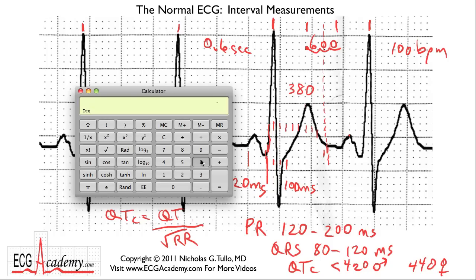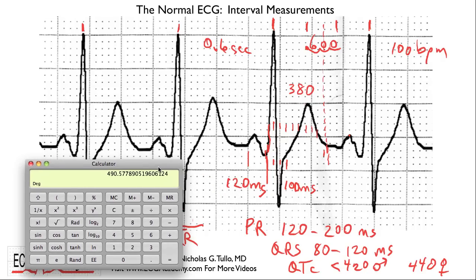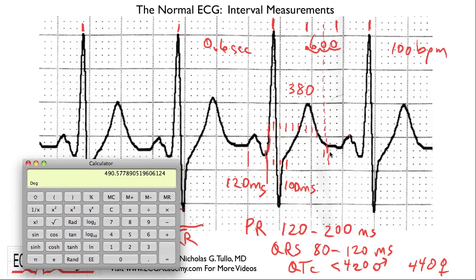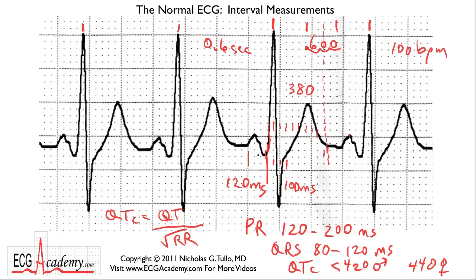We'll say 0.6, the square root of that. 1 over the square root is 1.29, and multiply that times the QT that we measured, which was 380, and we get 490. So lo and behold, this QTc is a little bit on the long side. If this was a woman, you'd be a little bit concerned. If it was a man, you'd be especially concerned. So what we found here is a fairly short PR, a normal QRS duration, and a QT interval that, when corrected, looks to be a little bit long for this patient.